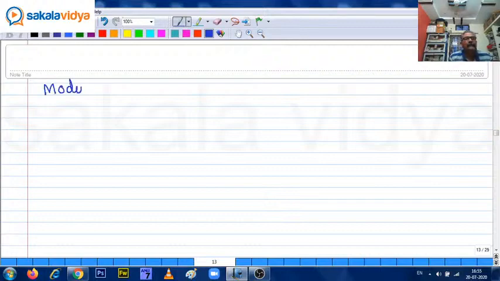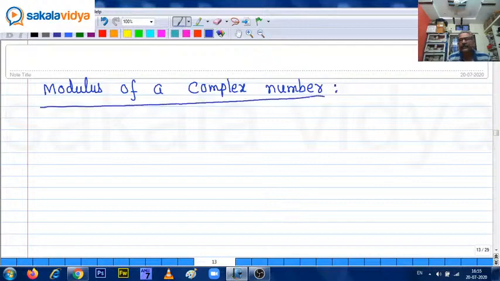Modulus of a complex number. This is very, very important. How to find out the modulus of a complex number? This is very important.